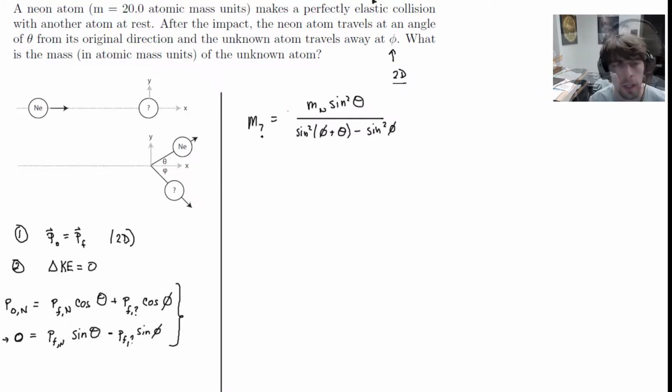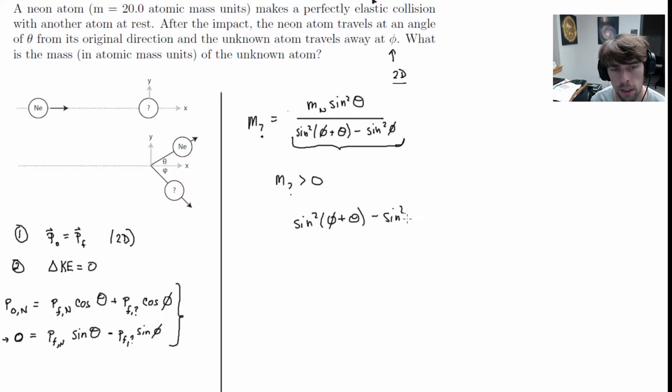So the cool thing is that there's actually a bit of a restriction here, and we notice it right here on the bottom. Generally, we restrict our masses to be greater than 0. Because of that, we see that down here, sine squared of phi plus theta minus the sine squared of phi must be greater than 0, or sine of phi plus theta must be greater than sine of phi.